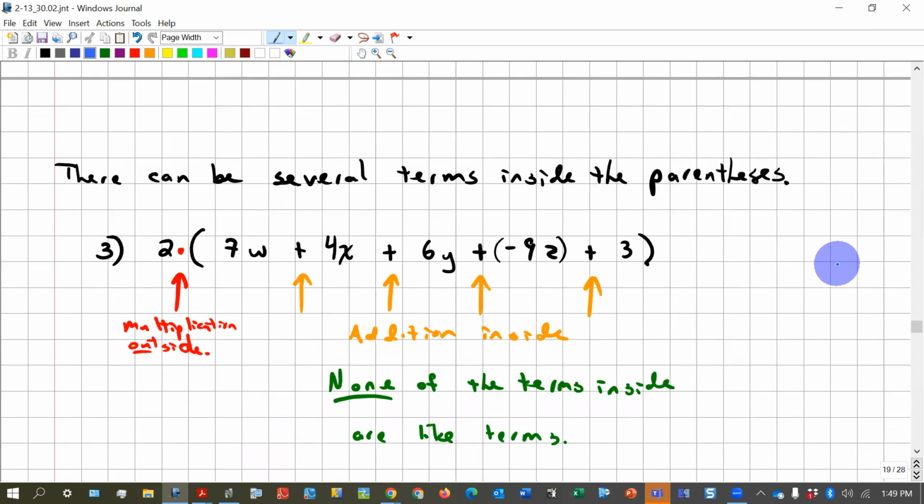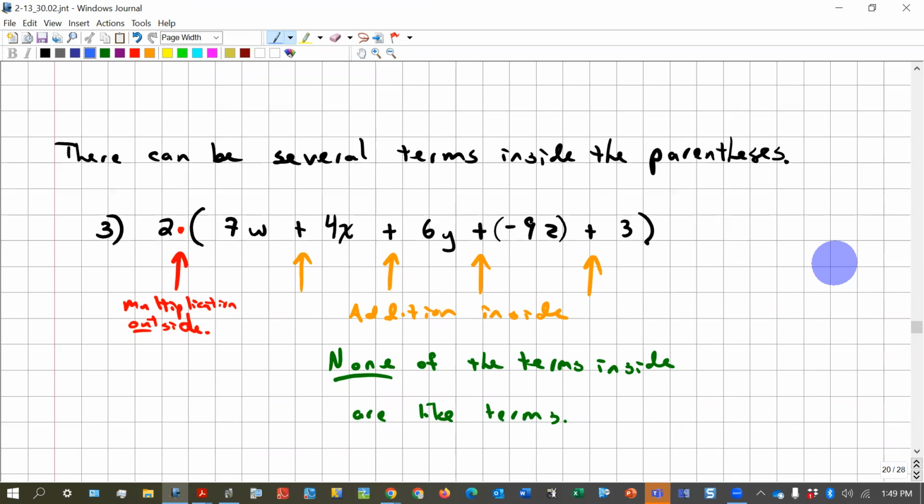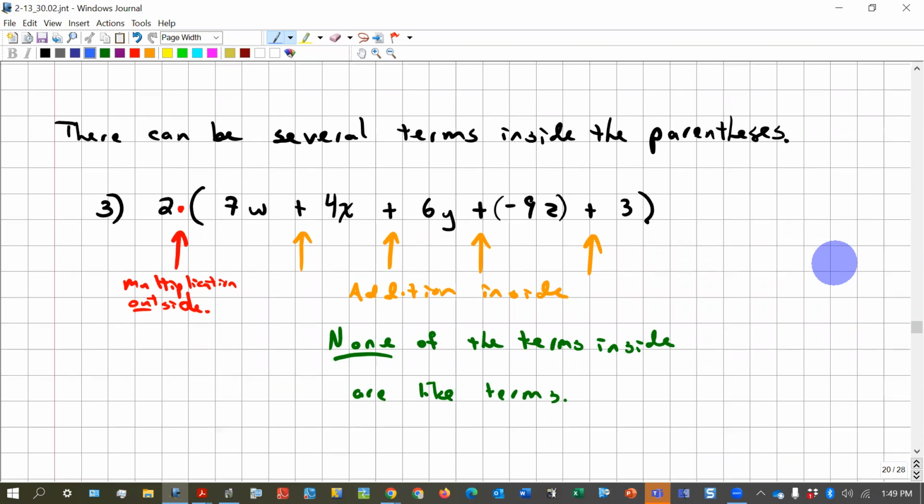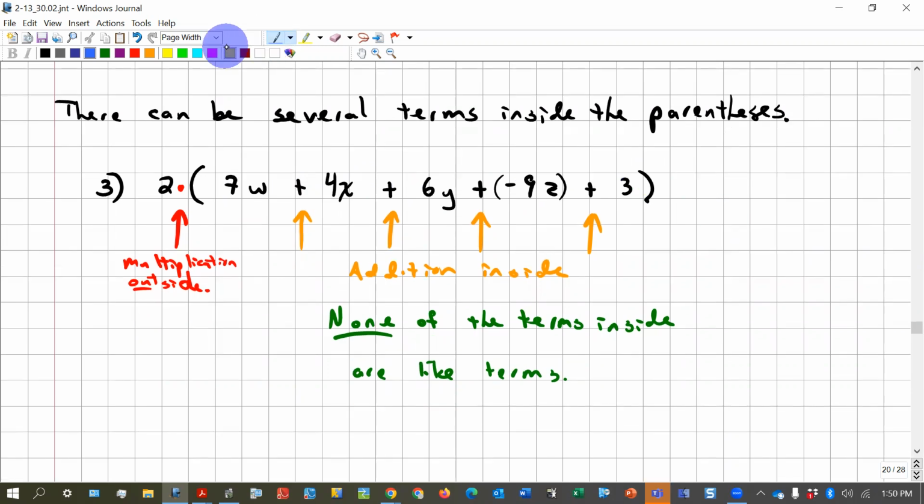It's possible that you could have lots of terms inside the parentheses. As long as there is stuff that is being added inside the parentheses and a multiplication outside, you can distribute. Also notice that there are 5 terms inside the parentheses, but none of them are like terms. We have to distribute the multiplier that's outside to every term that's inside.